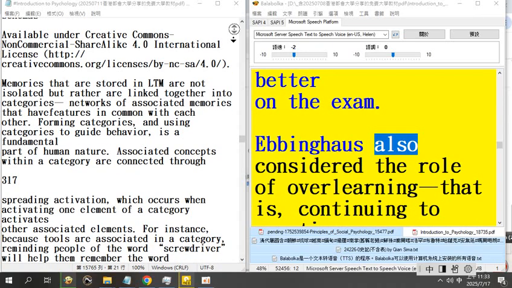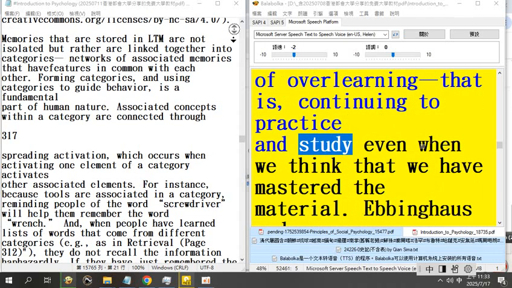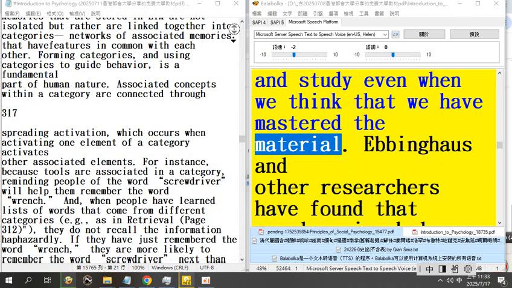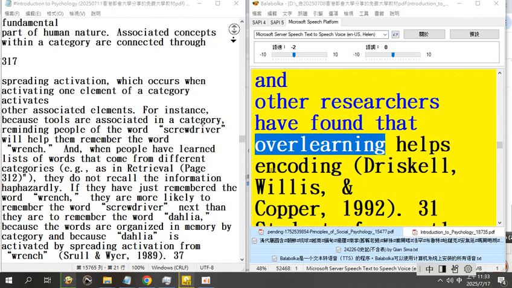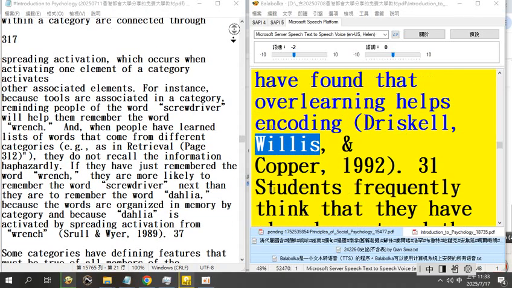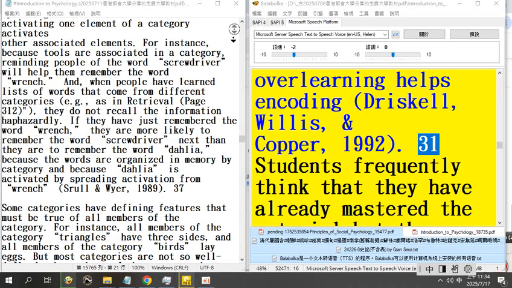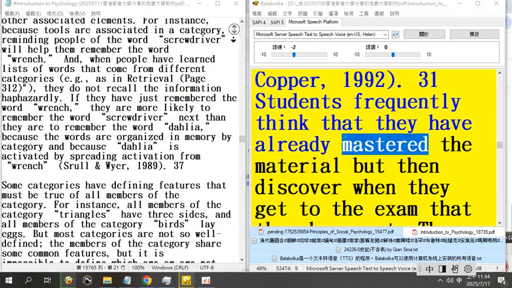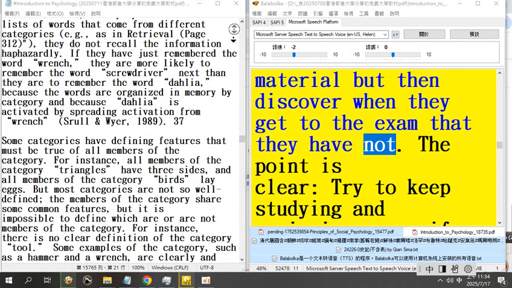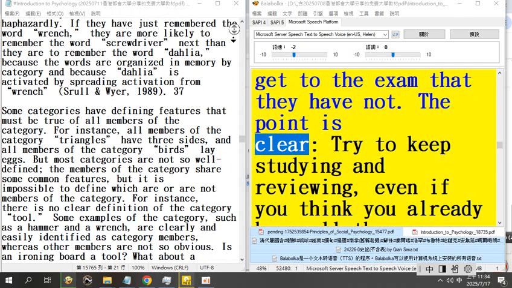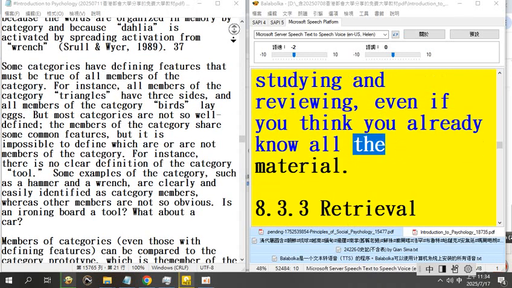Ebbinghaus also considered the role of overlearning, that is, continuing to practice and study even when we think that we have mastered the material. Ebbinghaus and other researchers have found that overlearning helps in coding. Students frequently think that they have already mastered the material, but then discover when they get to the exam that they have not. The point is clear: try to keep studying and reviewing, even if you think you already know all the material.